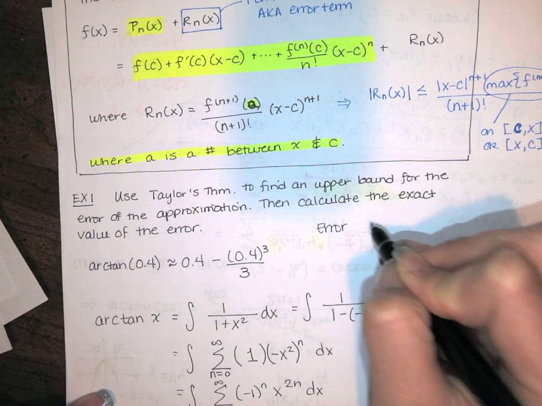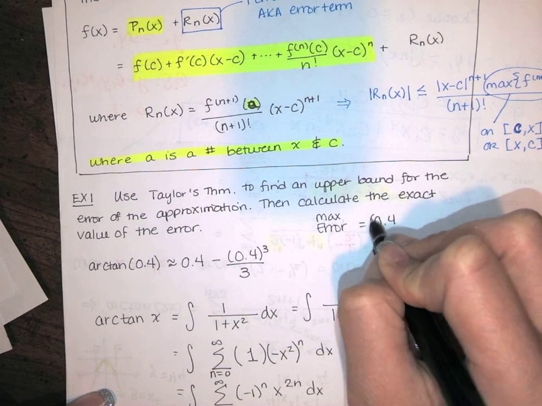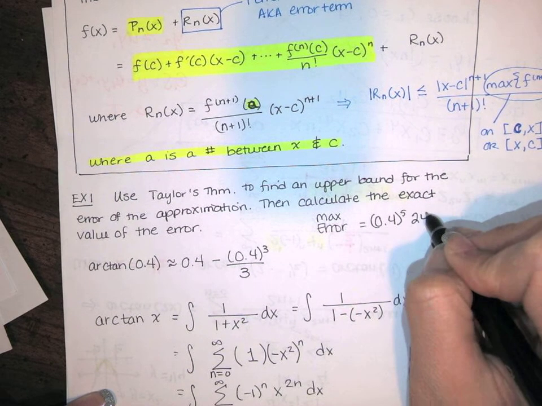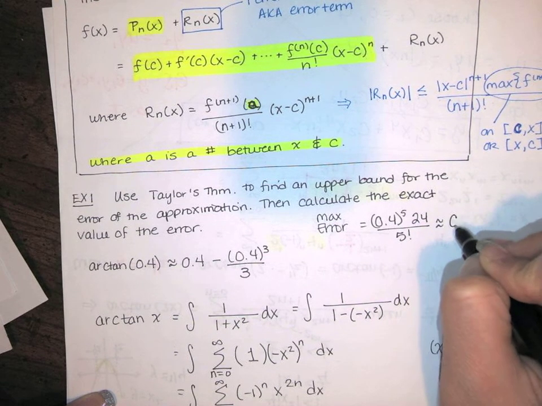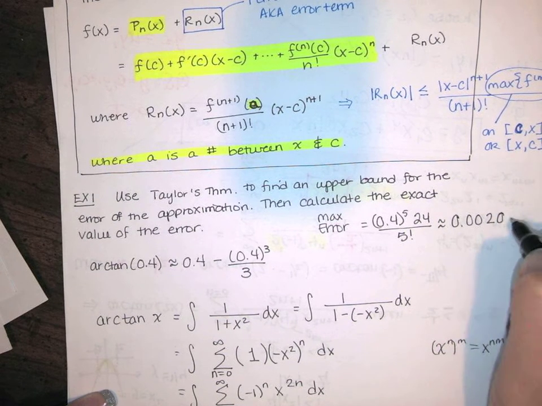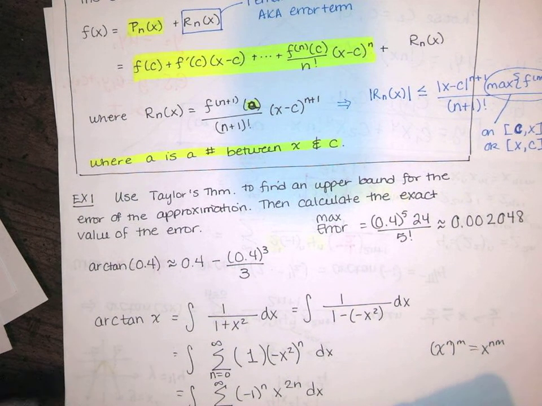According to our calculations, the maximum value of the error was 0.4 to the fifth times the maximum value of the fifth derivative on that interval, which was 24, divided by 5 factorial, which is approximately 0.002048. And then the question says, find the exact value of the error.